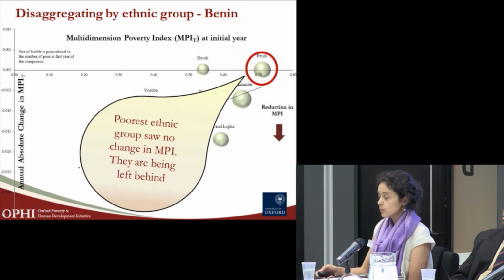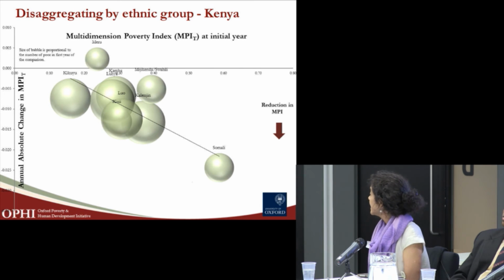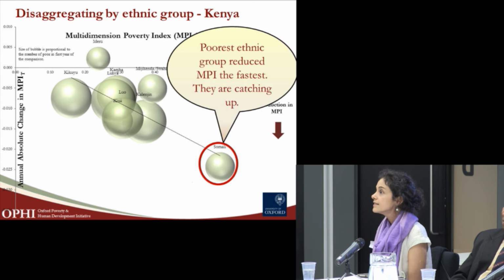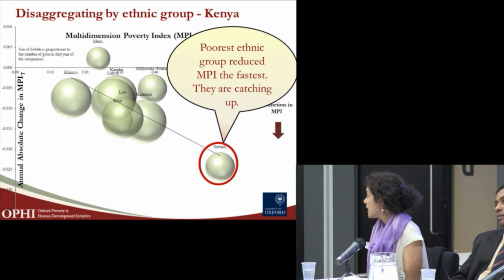While the picture is completely different in Kenya. In Kenya, the poorest, the Somali, actually were the ones who performed best. They have the biggest reduction in MPI. They are catching up.